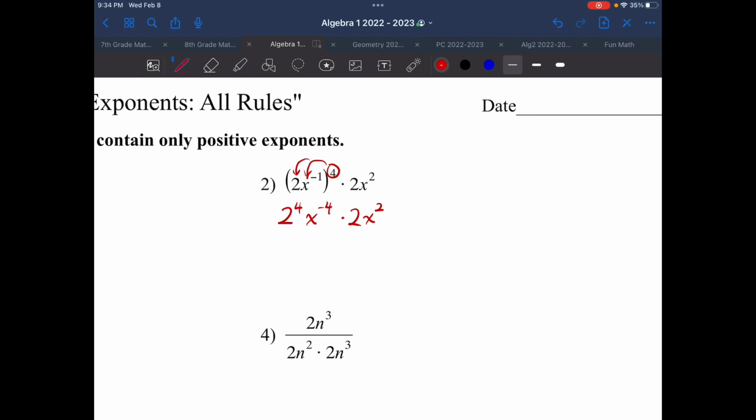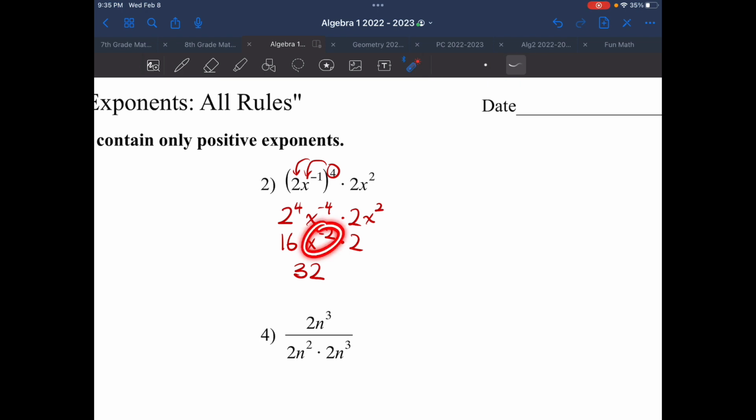So from here, I know that 2 to the power of 4 is 16 from the last problem. It was x to the power of -4, but same bases mean we add. I'm going to add -4 plus 2, and that's going to add up to -2. Then I'm going to multiply the 2 still. We do my 16 times 2, which is 32.